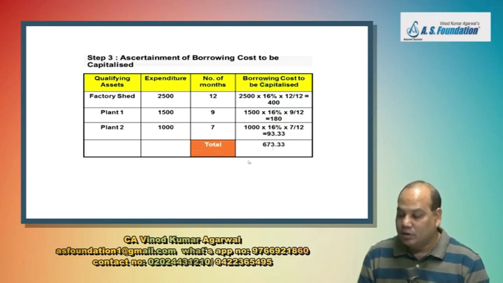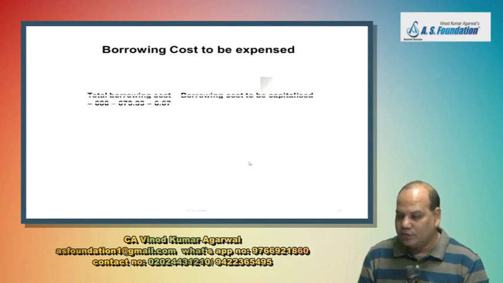Right? Take total. 673.33. Correct? How much borrowing cost have we actually incurred? 680. And how much are we going to capitalize? 673.33. What about the remaining borrowing cost? The remaining borrowing cost will be treated as expense. Below this, write down step number 4. Step number 4 is borrowing cost to be expensed. Expense means you will charge to P&L account.